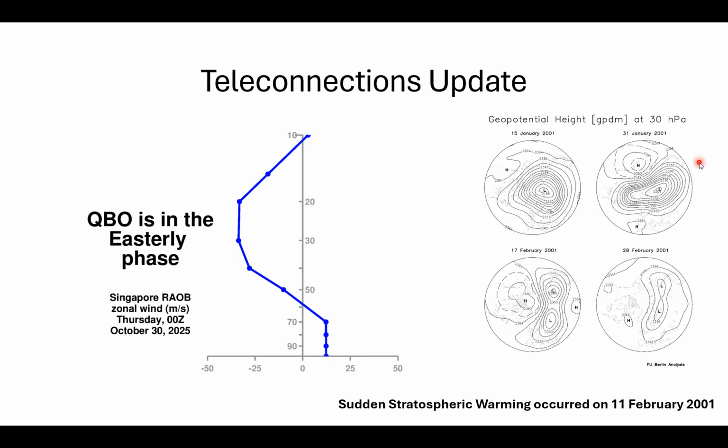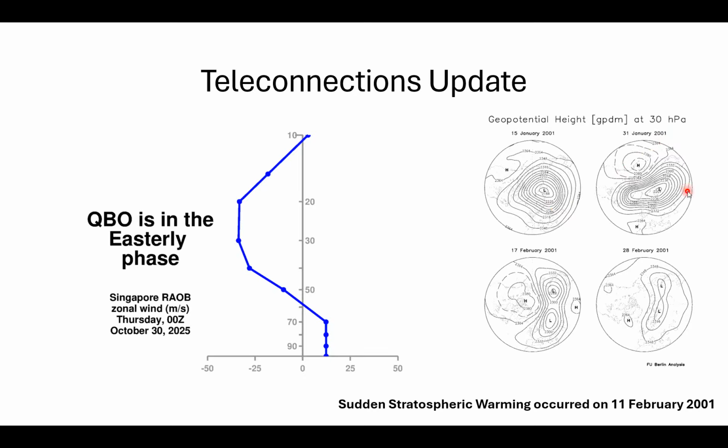We had an easterly QBO in the winter of 2001, and that particular winter saw a sudden stratospheric warming event, which occurred late in the winter. On 11 February 2001, we saw a sudden stratospheric warming. And you look at these different dates back from early 2001, we have 15 January. We have more of a circular or symmetrical shaped stratospheric polar vortex. These solid dark height lines are more circular in nature around the 15th of January 2001.